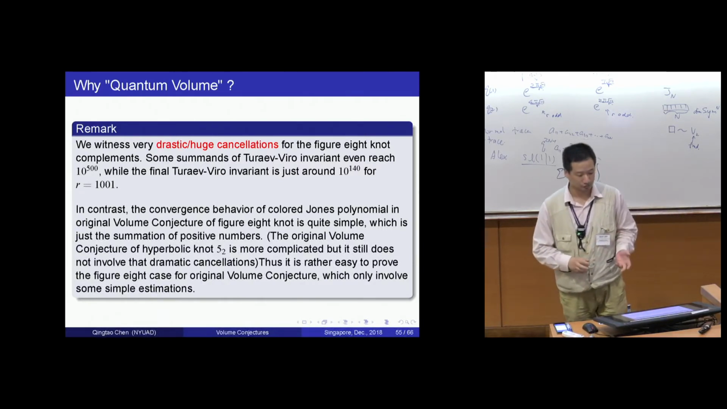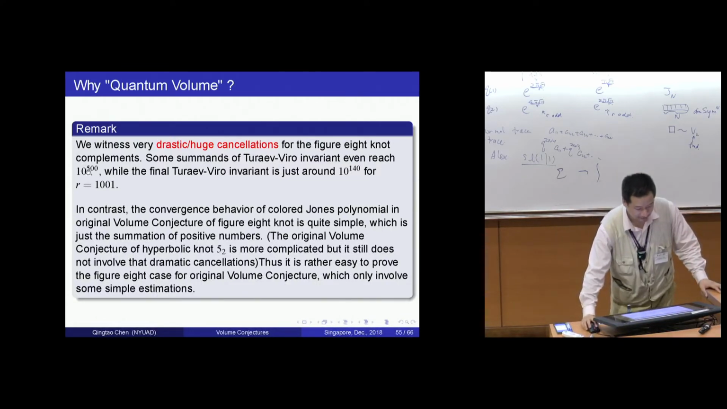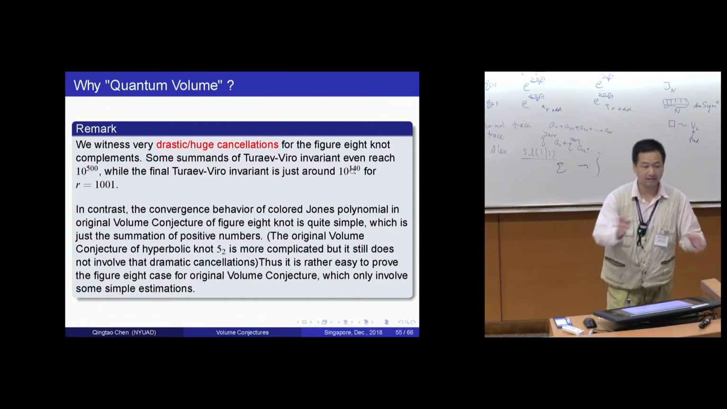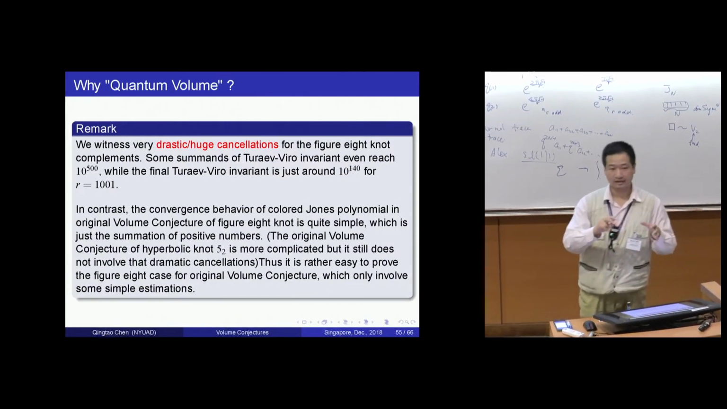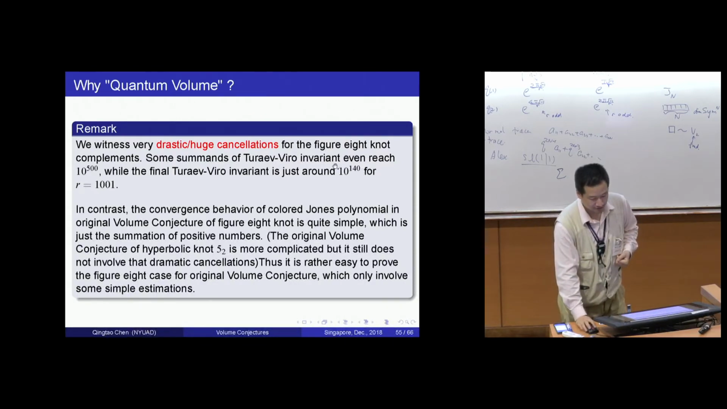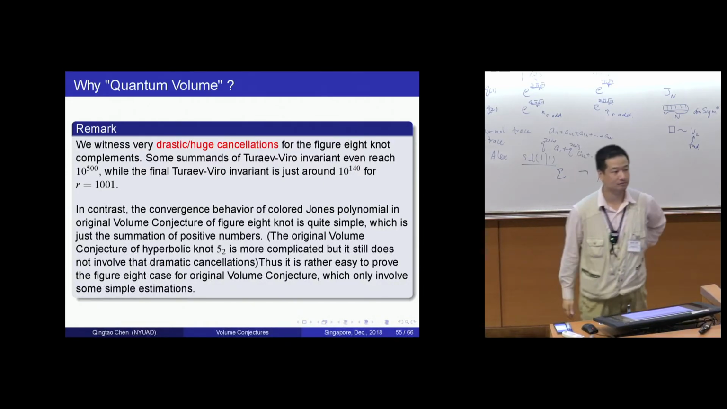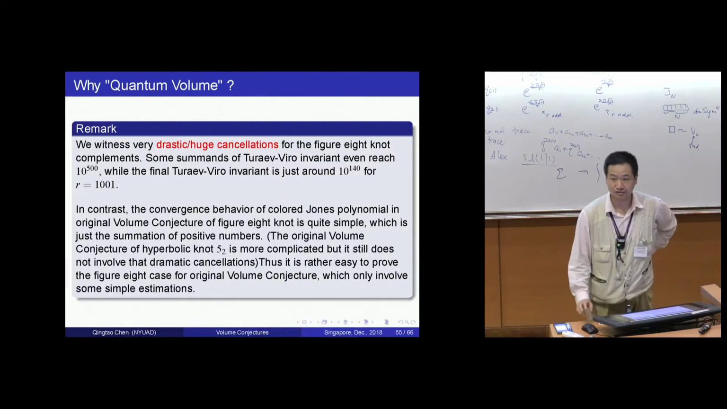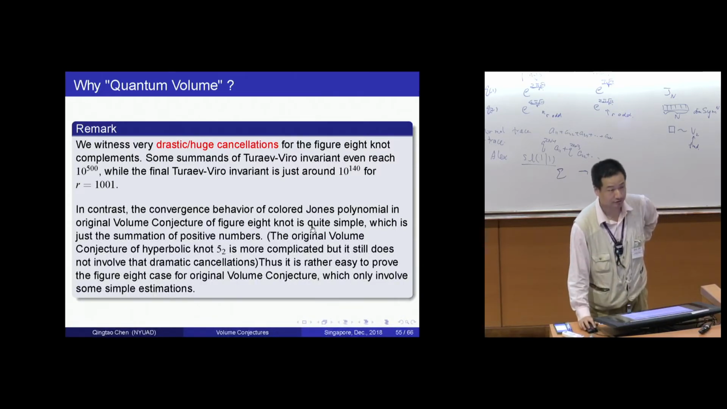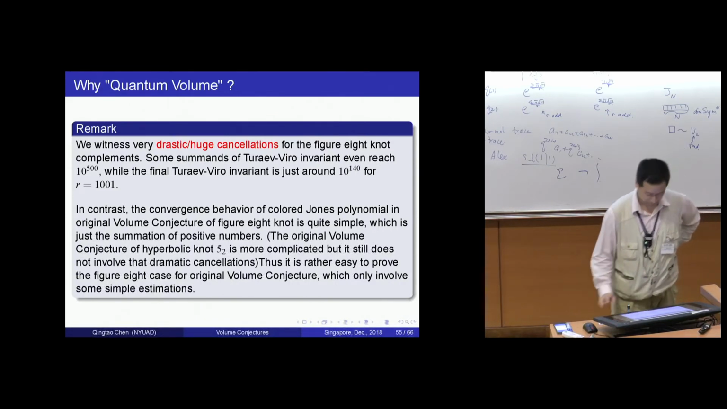So the original volume conjecture is like you adding up some numbers to become a very large number, like this one. But here you already have a lot of big monsters. They fight each other. Then finally, there's a middle-sized monster remaining, because all the big-sized monsters have cancelled out. Positive, negative, they cancel out. So this is the major difference between our volume conjecture and the original volume conjecture. So it becomes more difficult to prove.